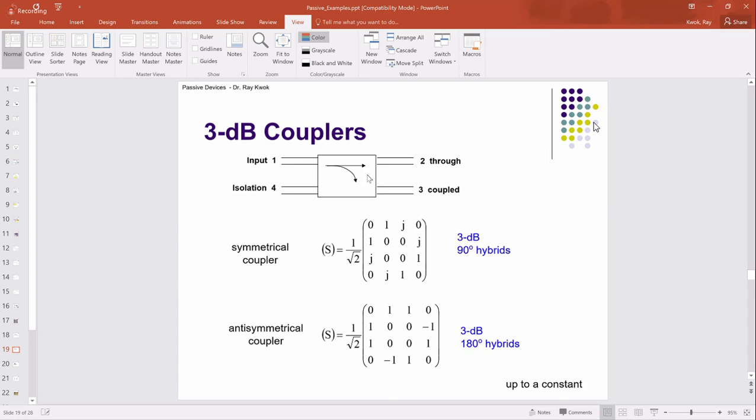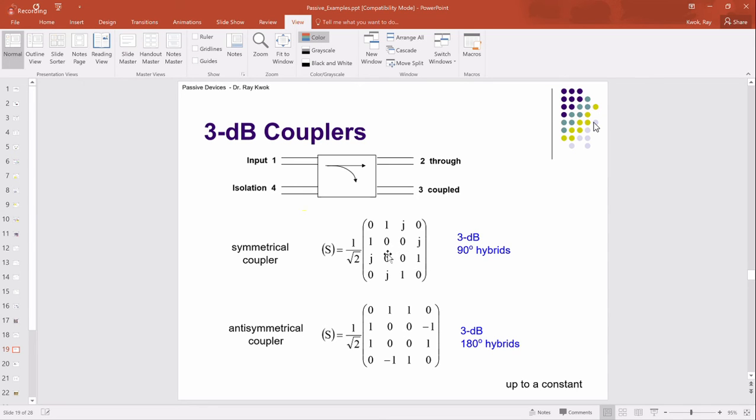Sometimes we do a 3 dB split for the coupling, so it's called a 3 dB coupler. Again, you can have a symmetrical or anti-symmetrical one. The symmetrical one has ports 2 and 3 90 degrees out of phase. In the anti-symmetrical one, they both are in phase, but if you go in port 4, they are 180 degrees out of phase. So depending on how you build it, you can get one or the other.